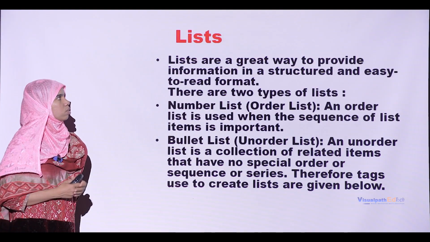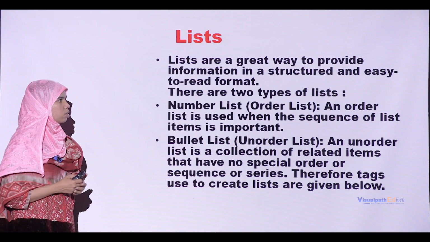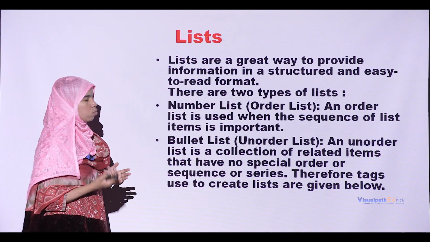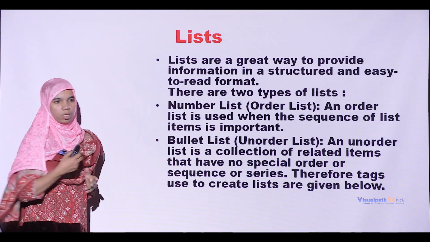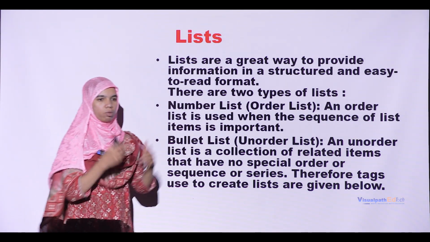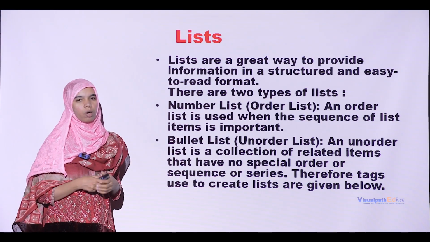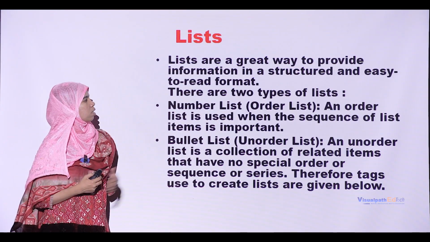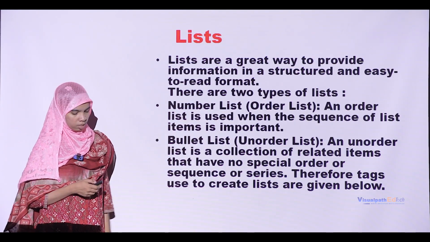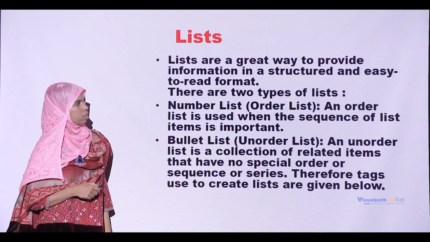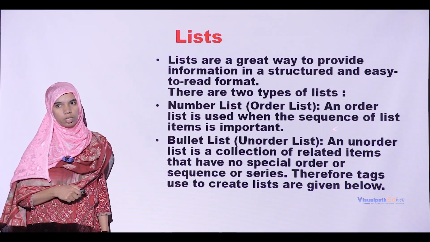Now coming to the next concept, that is list. It's one of the great ways to provide information in a structured and easy to read format. For example, when you visit a restaurant, they provide you with a catalog where you have a list of items that you can order, the menu, right? Out of that list, we have two categories. One is the numbered list, that is the ordered list. The other one is the bullet list, that comes under the category of unordered list.